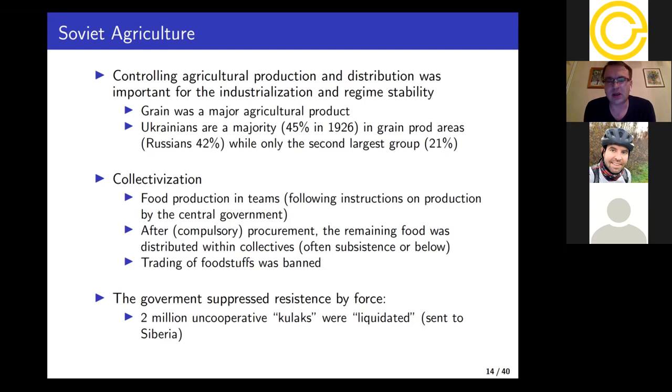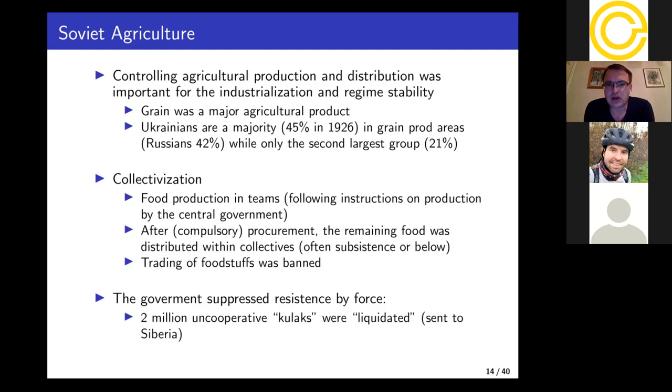And also the government needed grain to feed population in cities because Bolsheviks probably learned quite well the lesson from the 1917 revolution when there were big problems with supply of grain to Petrograd and other big cities. So agriculture was important, and grain was a major agricultural product.